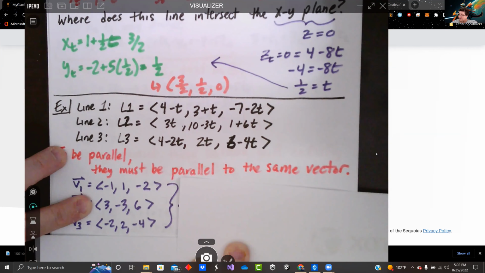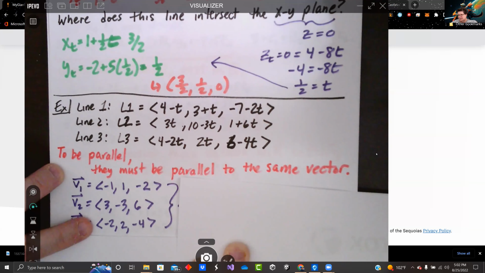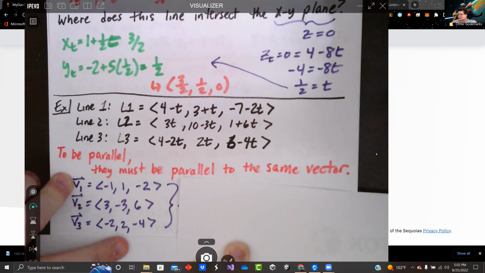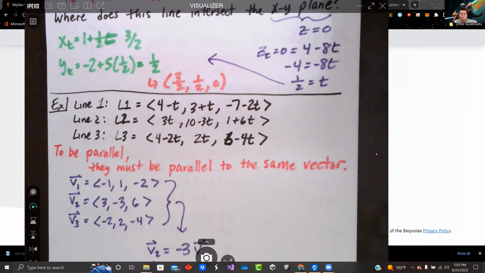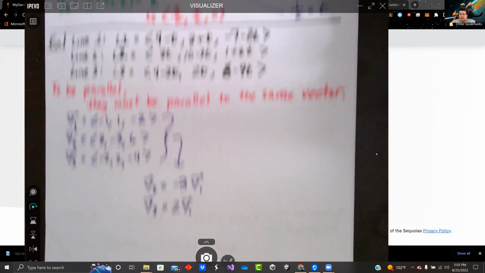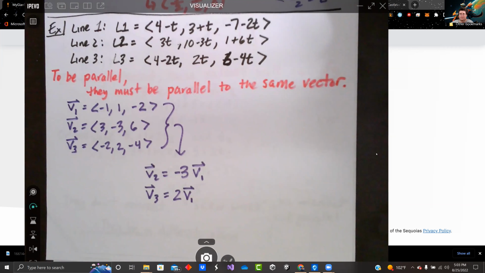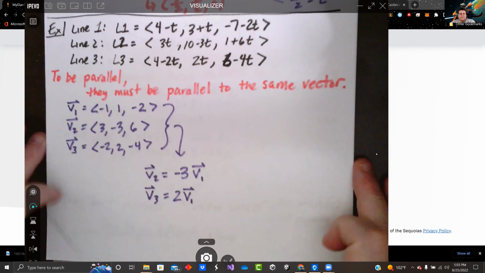Why, yes, I can. Can I go from V1 to V3? Going from -1 to -2 is doubling it. So does my velocity double from V1 to V3? -1 goes to -2, 1 goes to 2, -2 goes to 4. Yes. We can write V1, V2, and V3 as all multiples of each other. They're all parallel lines because they have parallel velocity vectors.